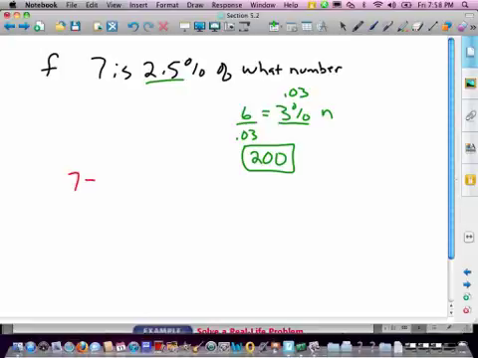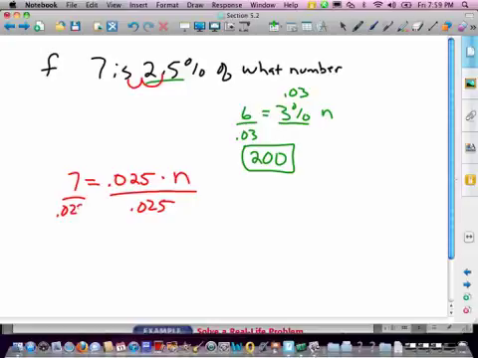So I've got 7 equals, remember, convert this to a decimal. Be very, very careful when you're doing these, especially when you get small percents, because people forget to convert them. And so this is 0.025 times a number. So dividing by 0.025, and what I end up with is, if I calculate that out, n equals 280. Not great, not super, but yet not off by a factor of 10, which usually is pretty good. All right, so just about done.